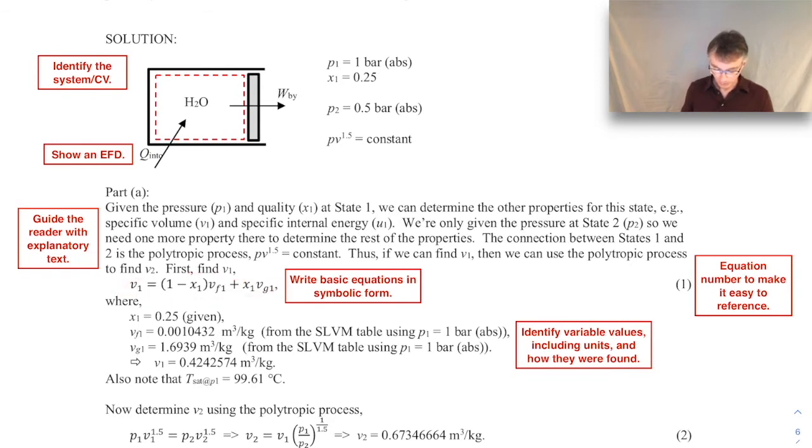Now that I have my equation, I can then identify all the variables, including units and how they were found. So you can see here in this equation I have an x1 and a vf1. So I just list them. x1 is 0.25. That was a given in the problem statement. vf1 is this value, and that comes from a particular table. I'm just making it easy to follow.